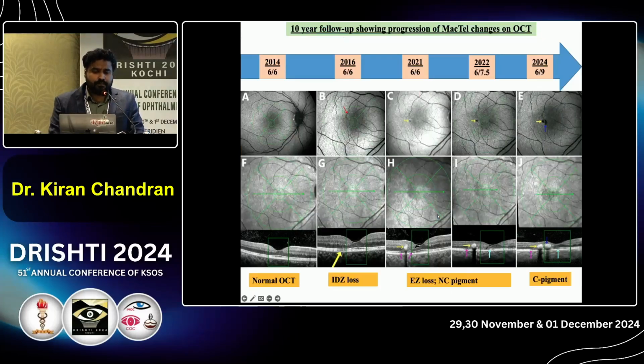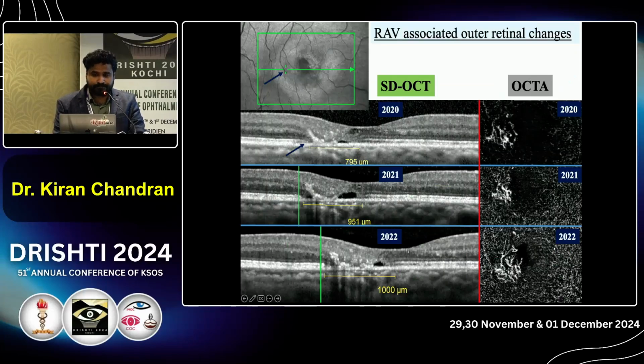This is an example which shows a detailed 10-year follow-up showing RAV associated changes in Mactel, using fundus autofluorescence and OCT. At initial visit, there are no changes on OCT, it appears normal. When the RAV appears, there is IDZ loss happening with subsequent increase in the EZ loss and pigmentation, which initially is non-central, which progresses to involve central fovea as well.